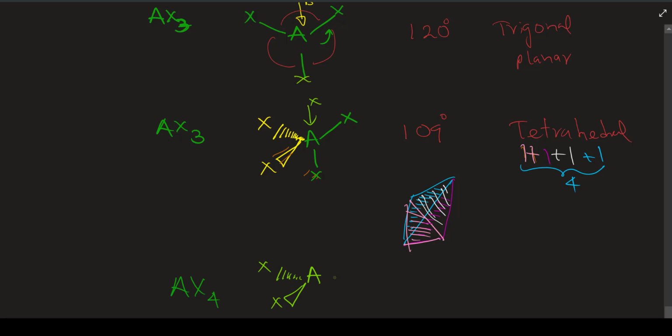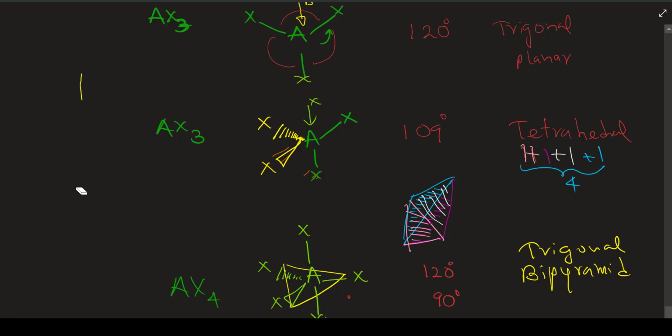Now, this is AX4, this is AX5, so let's correct this one first. AX5, you have a 90-degree angle from top to the bottom, but within the triangle it is 120. Always remember the triangle is cutting the circle into three, so that would be 120, right? Now you can draw a pyramid to the top, and also you can draw a pyramid to the bottom, right? Because it's a triangle base. That's why it's a bipyramidal, and the base is trigonal, so you call it trigonal bipyramid.